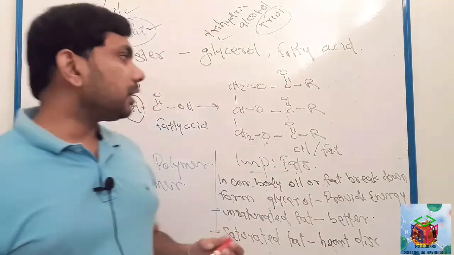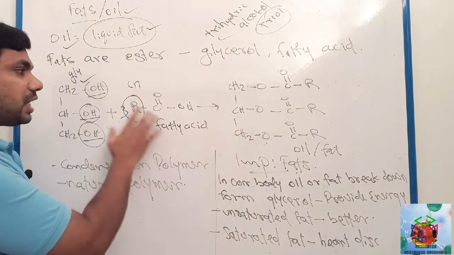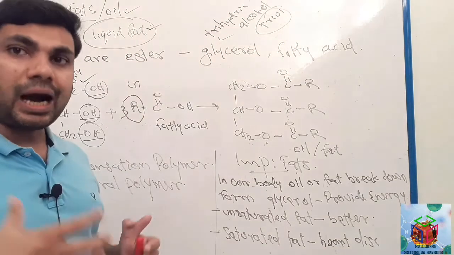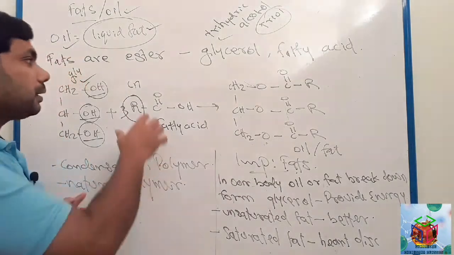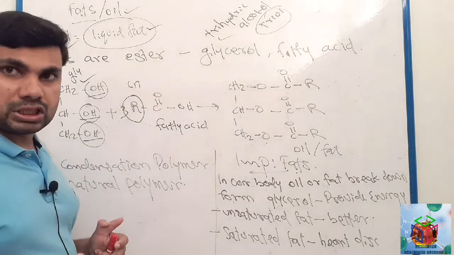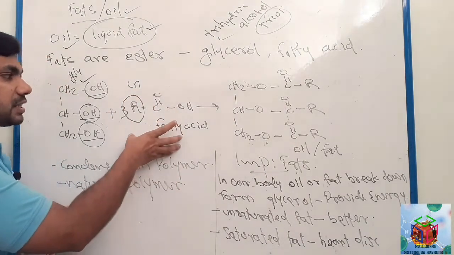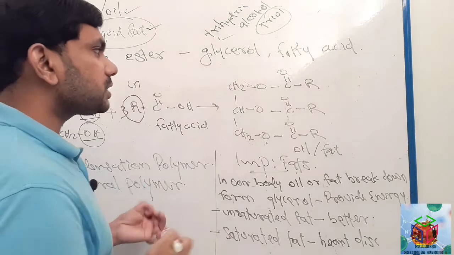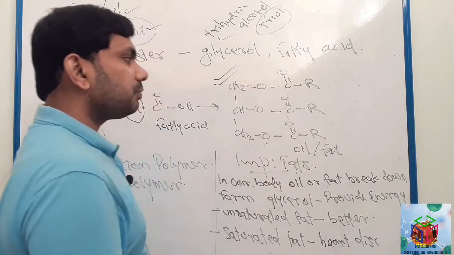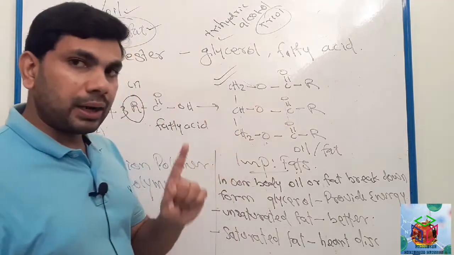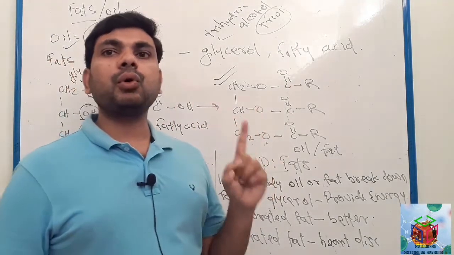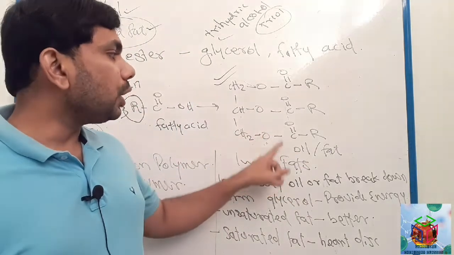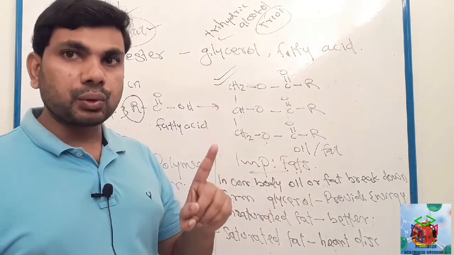And here this is fatty acid, RCOOH. Here R represents a hydrocarbon with carbon number around 17. So this is fatty acid, and glycerol and fatty acid react together to form oil or fat. So this is natural polymer oil or fat. This is the structure of one molecule of oil or fat. This is the macromolecule.